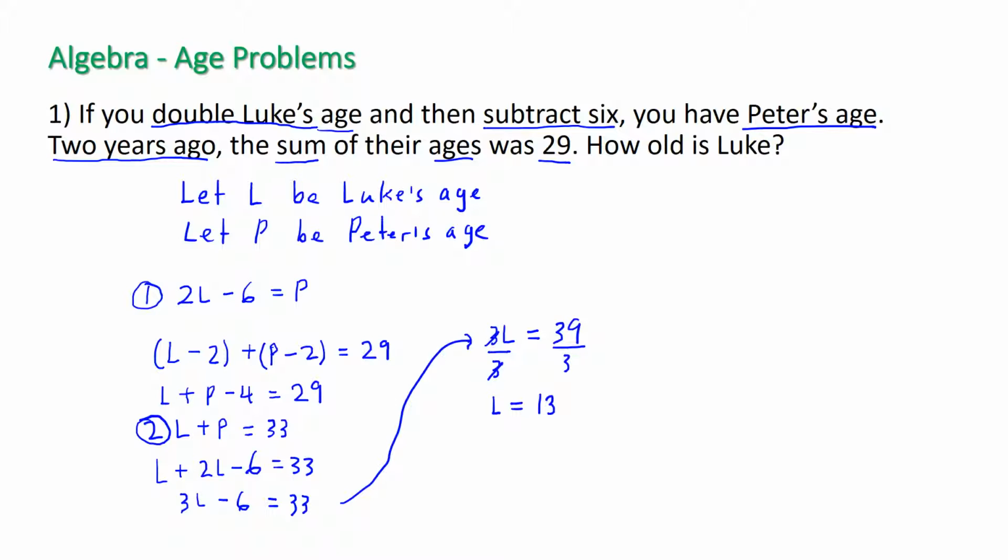The question isn't asking us for Peter's age, but I'm going to find it anyway. So to find Peter's age, we can just use the first equation. So I'm going to substitute 13 into L in the first equation. So I'm going to have 2 times 13 minus 6. And that's going to give me Peter's age. So 26 minus 6, so 20.